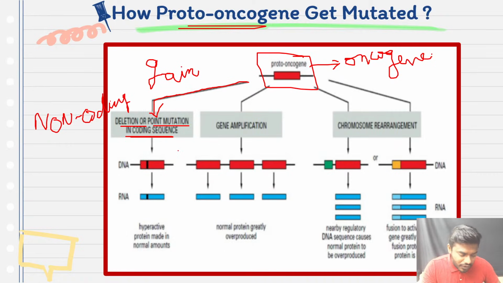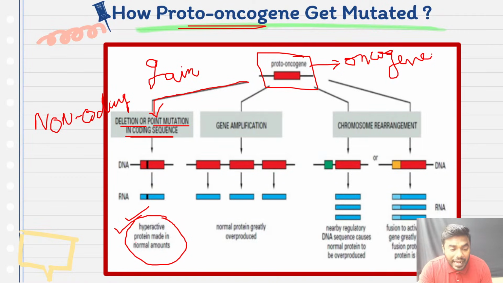But what you have to understand, the mutation exclusively occurs in the coding sequence, which is extremely important for the biosynthesis of a protein. And listen to me, I am not using the word that protein is not getting synthesized. What I am saying is there will be a synthesis of a normal protein in a hyperactive condition. Hyperactive protein made in normal amounts.